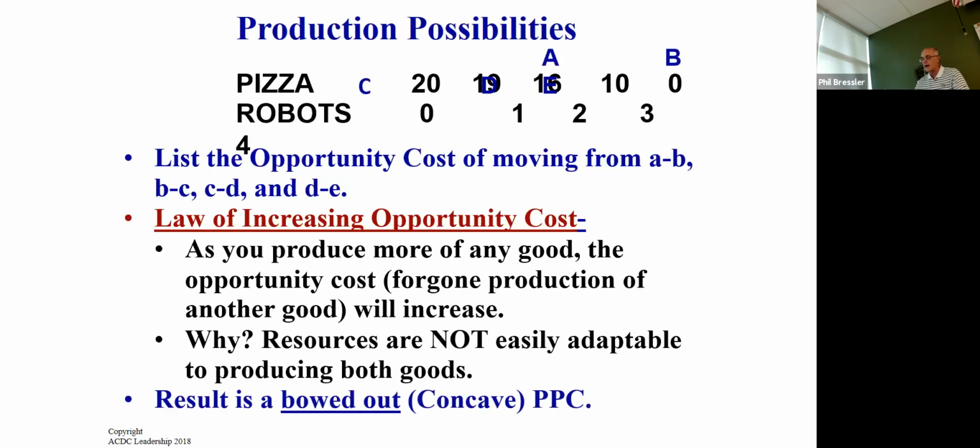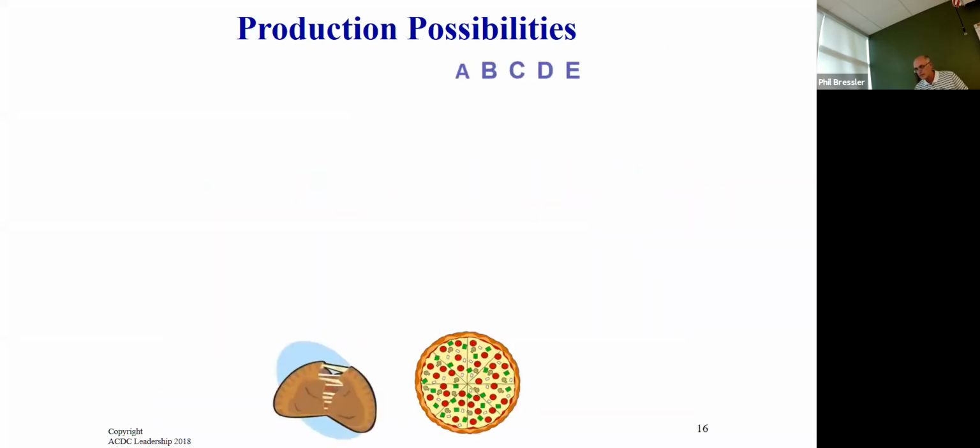So we talked about this, but we'll put it here. As you produce more of any good, that's the law of increasing opportunity cost. That's if it's bowed out. I talked about that on the last one.